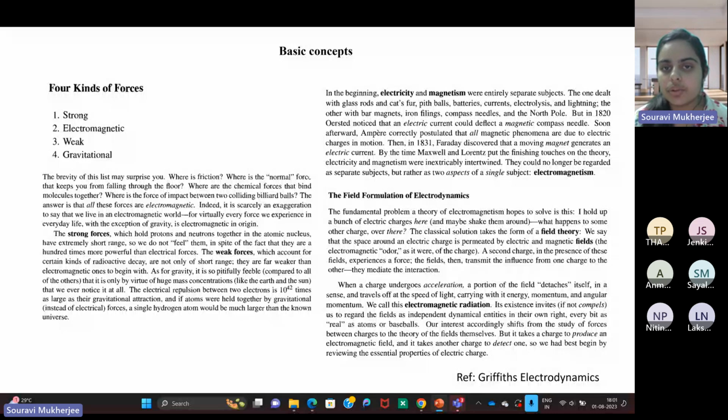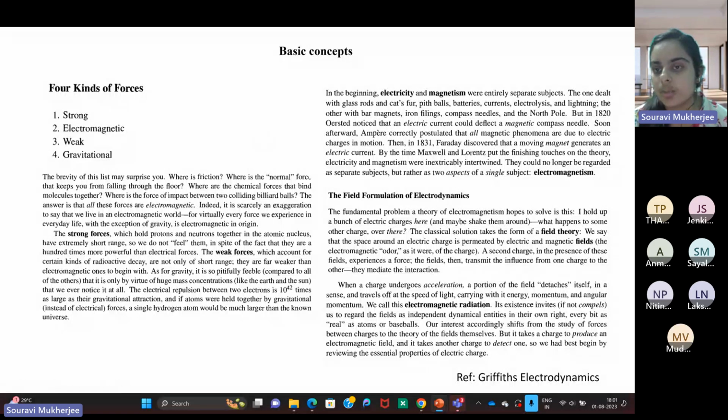And if we go back to history, we'll see that electricity and magnetism were initially separate concepts, and then they were finally brought together, right? So this is just a history which shows that we now know they are very much related and intertwined. So now we no longer consider them as separate subjects. Rather, we take it as one subject, that is electromagnetism.